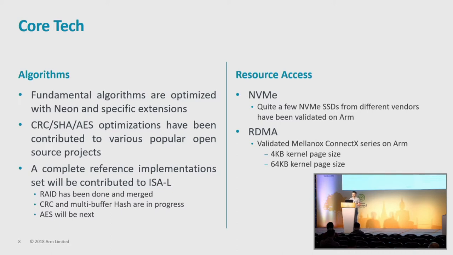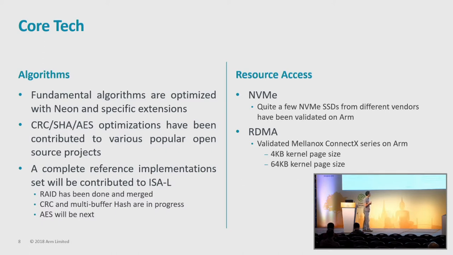And at the meantime, we also see there are a lot of open source projects which have similar requirements for these core technologies. So we think it would be better if we can put all these optimizations into some kind of central repo that people can use either directly or as a reference. So that's the reason we are now contributing all our efforts to a repo called ISA-L. Now we are contributing a complete reference implementation set to this upstream open source project.